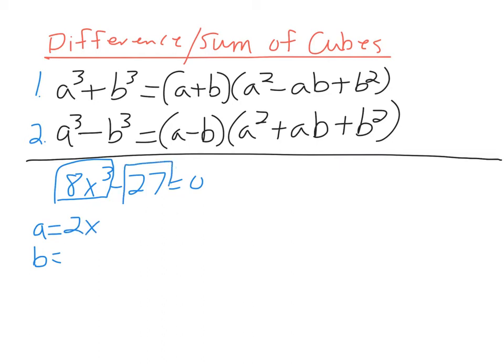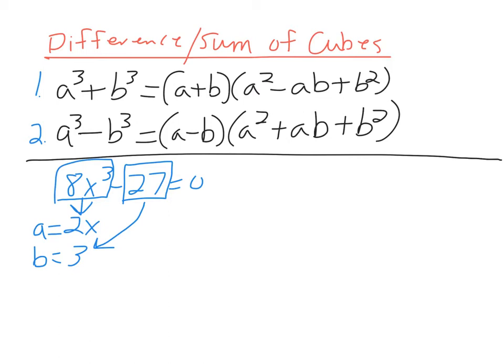Same thing here with the 27. What times itself 3 times would give me 27? Well, the answer is 3. 3 times 3 times 3 is 27. So that's how I got that. So that's what you're going to be doing for each one of them. So your a is the first one, and then the b is the second one. And it's just a number, don't put the minus in there, anything like that.